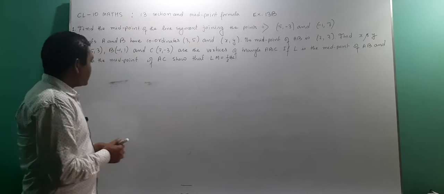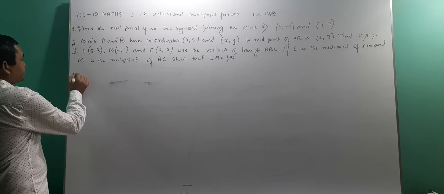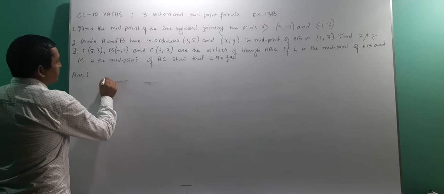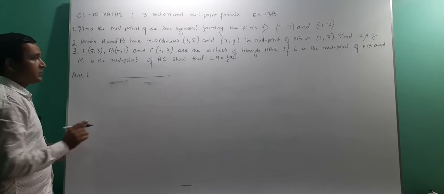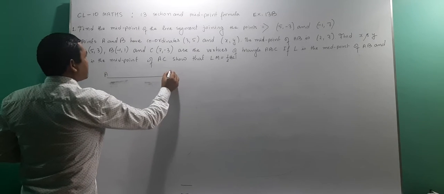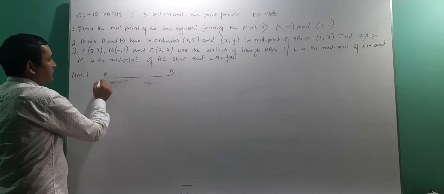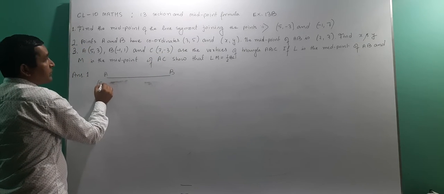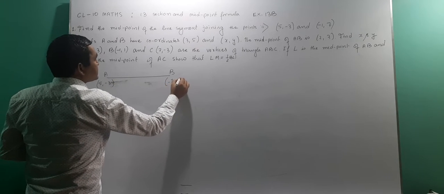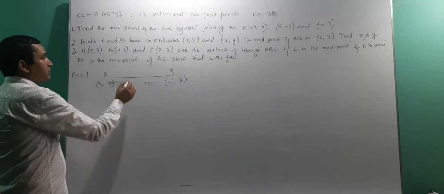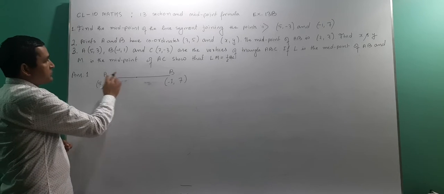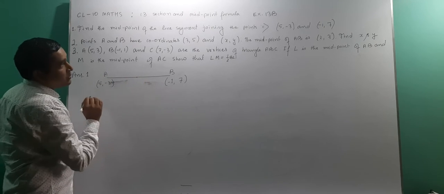Now, this is the answer of question number one. Let me draw the line. Then mark one end of the line segment as A, the other end as B, then write the coordinates 5 comma minus 3, then minus 1 comma 7. Midpoint means the point exactly in the middle of these two points. This middle point is called the midpoint.